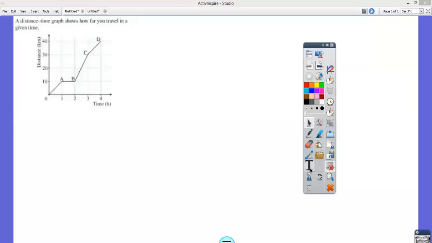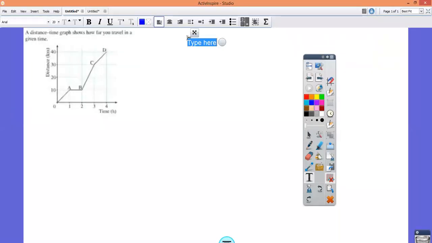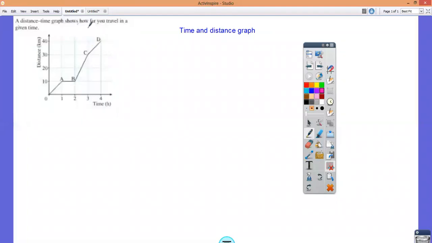Today we are going to study the time and distance graph. On the left side, you are going to see a distance-time graph. It shows how far you travel in a given time. Which part is important? This part is important. It shows how far you travel in a given time.